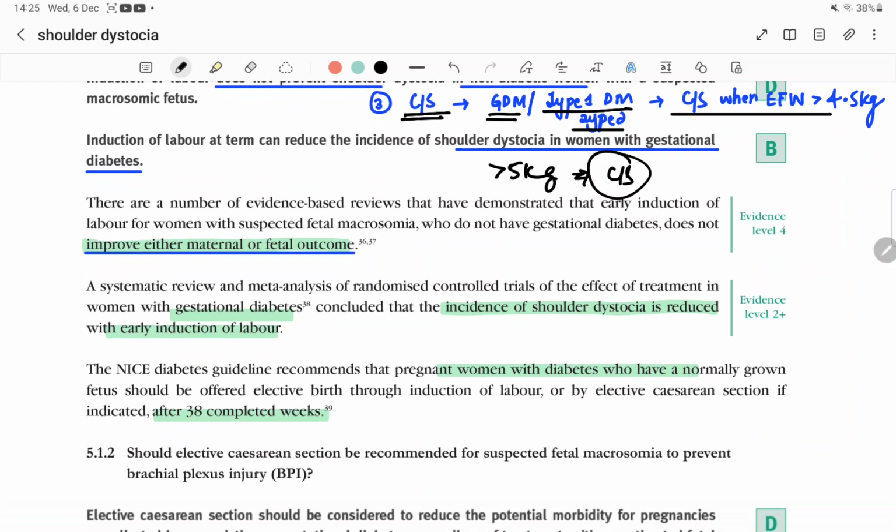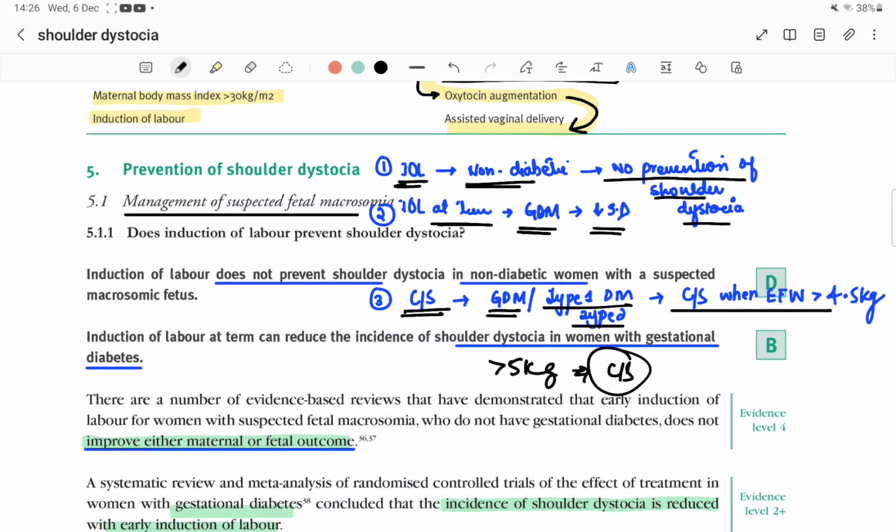Okay, I hope this is clear. I want to repeat it again. Induction of labor for the prevention of shoulder dystocia in non-diabetic women has no role. For gestational diabetes, induction at term decreases the risk of shoulder dystocia. Cesarean section for women with diabetes and the estimated fetal weight more than 4.5 kg, you should do cesarean for that. Okay.